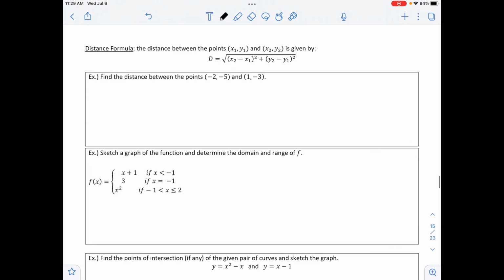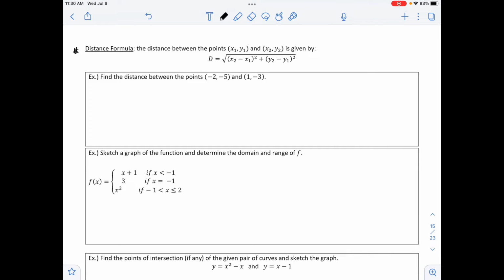On the top of the next page, we have the distance formula. So the distance between 2 points x1, y1 and x2, y2 is given by d equals the square root of the difference between those x values squared plus the difference between the y values squared. And we have an example that's going to use that distance formula right below.